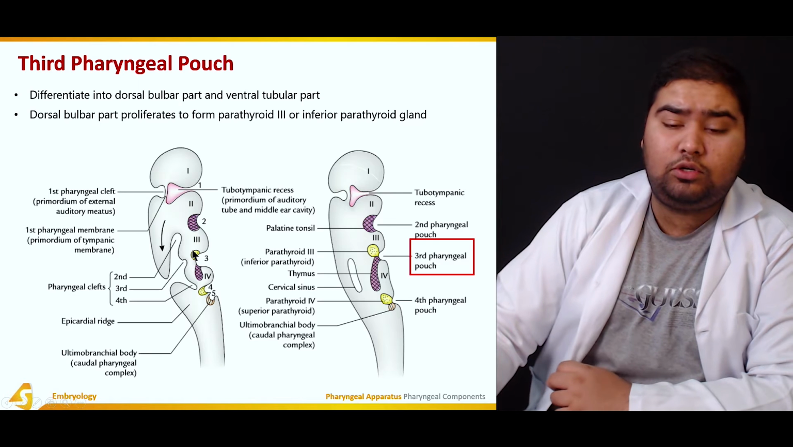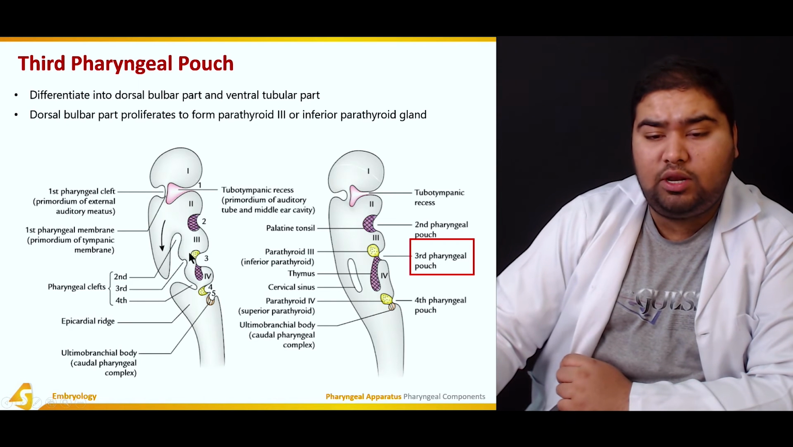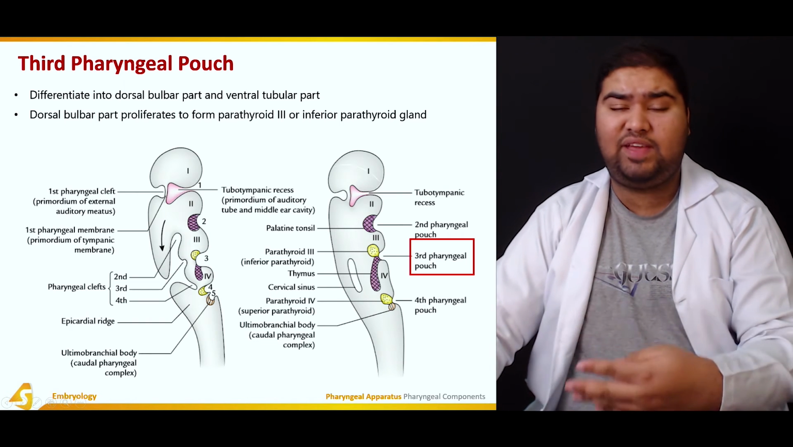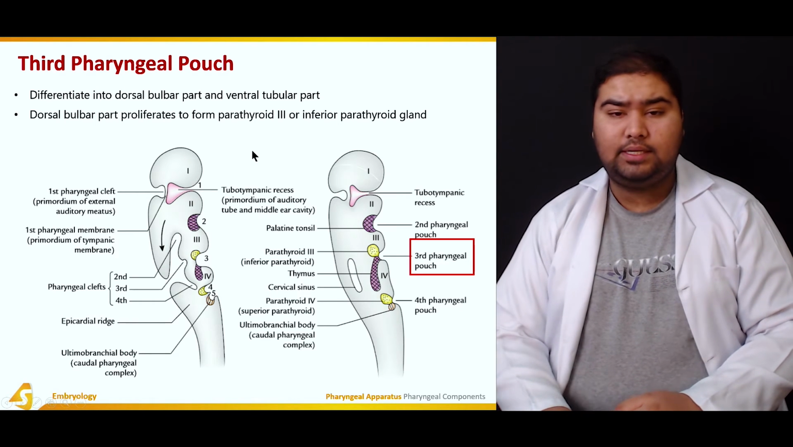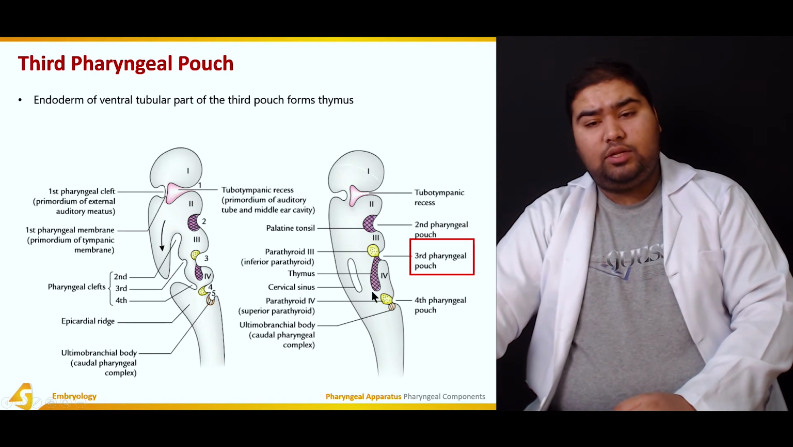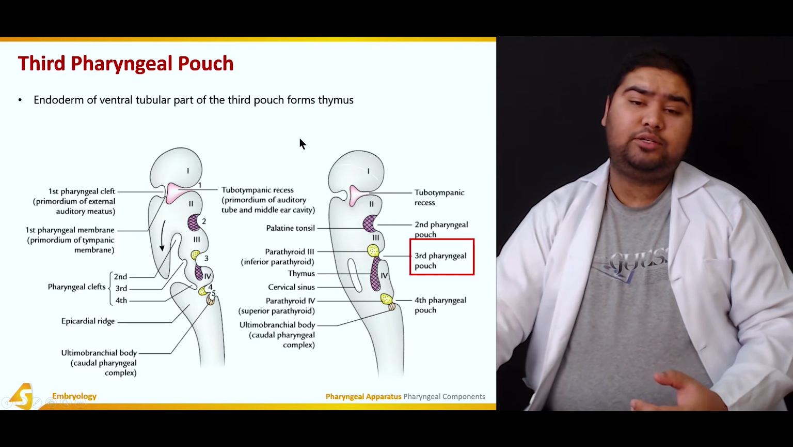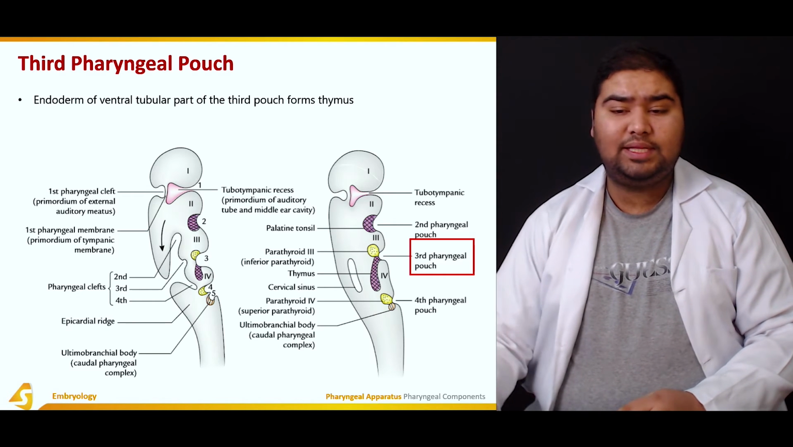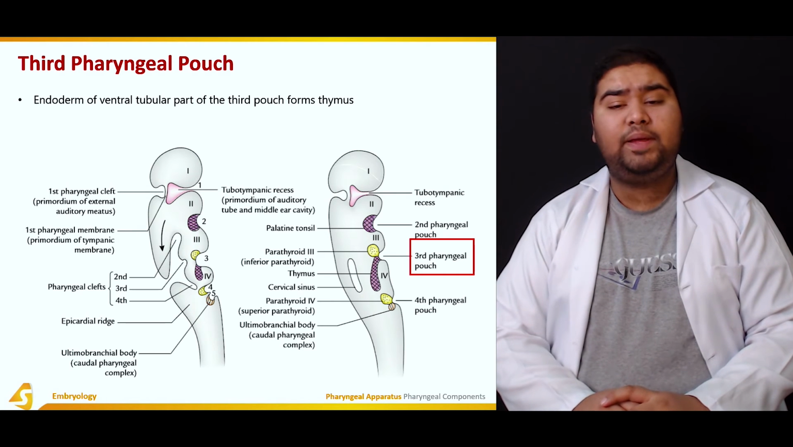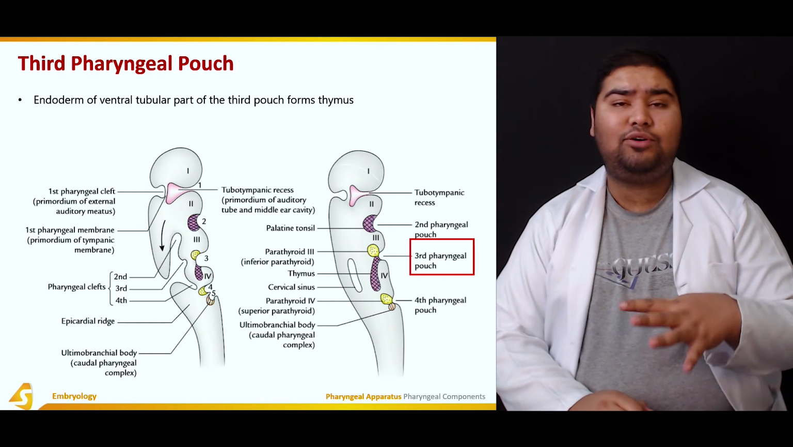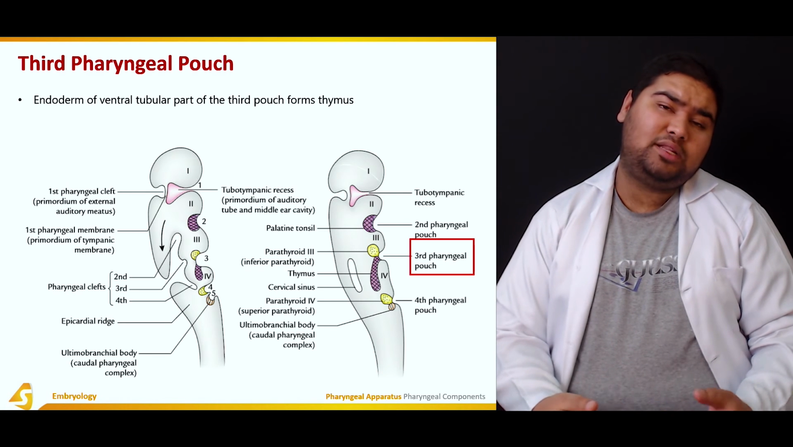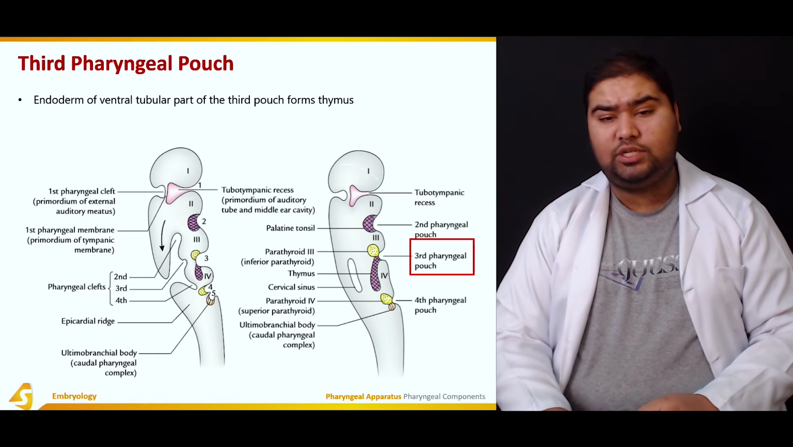So this dorsal bulbar part proliferates to form the parathyroid 3, or the inferior parathyroid gland. Now the endoderm of the ventral part of the third pouch forms the thymus. This is where the thymus originates from. The developing thymus and the parathyroid glands later lose their connection with the pharynx, and in adults they come to lie in their adult positions.